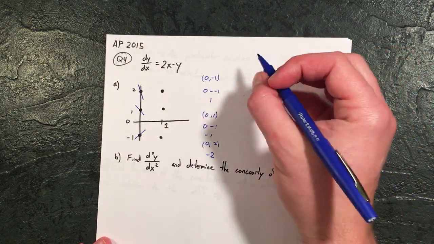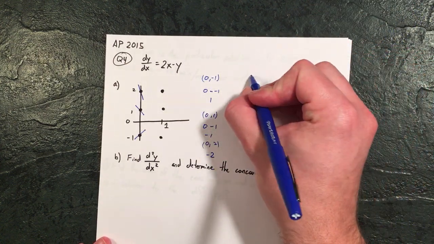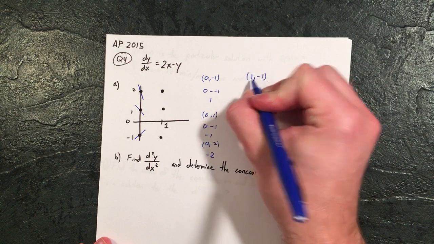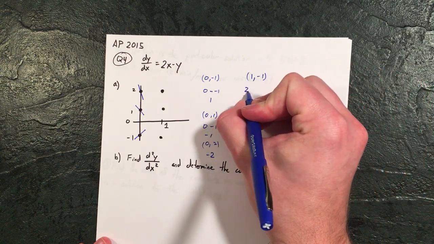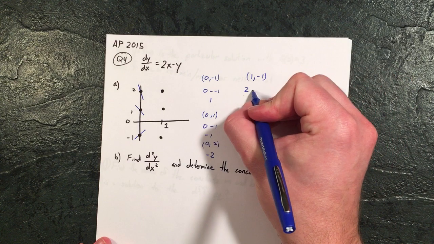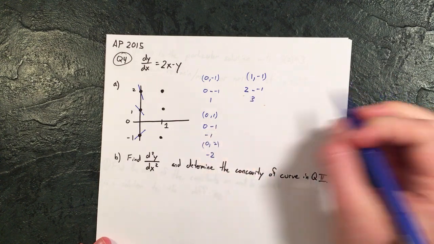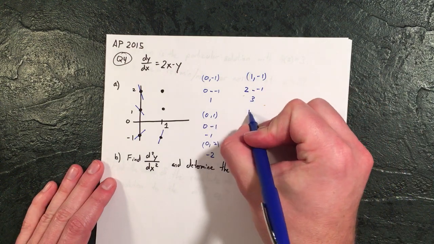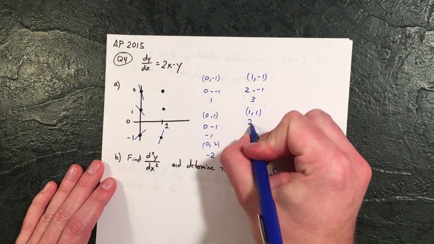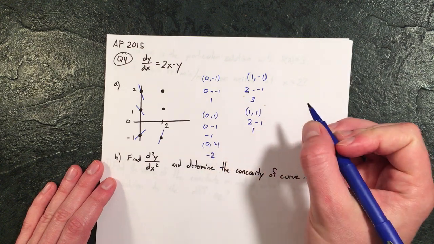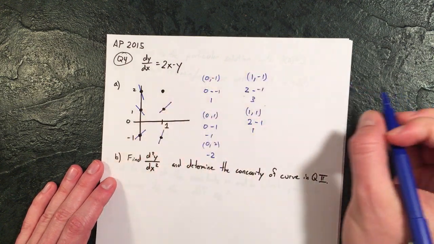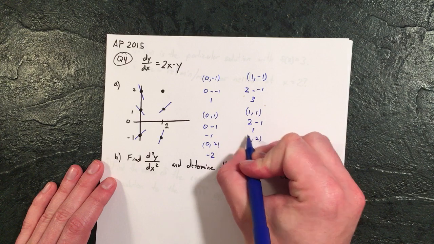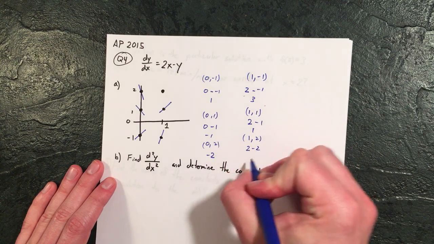Okay. Next, we're getting the points over here. 1, -1. That gets us 2 minus -1, which is 3. So we need a nice sharp uptick there at 3. 1, 1 gets us 2 minus 1, a slope of 1. And then 1, 2 gets us a slope of 2 minus 2, 0.